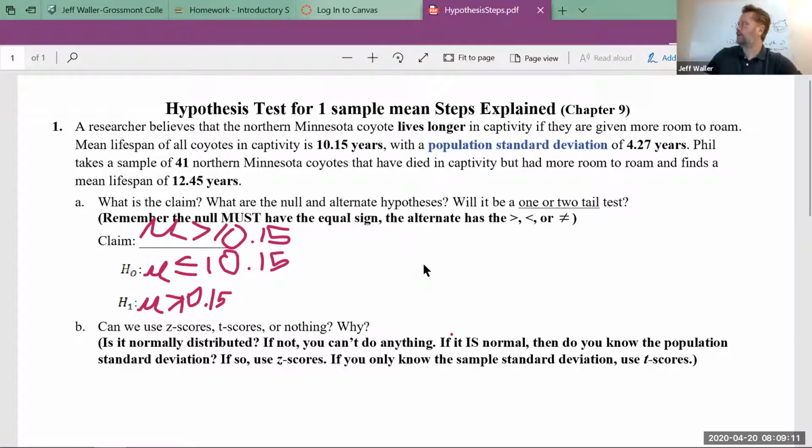All right, that's insane how long that takes me to do. Oh, well. Now let me reinforce this idea. Let me stop for a minute. Please let me know if you're having any issues with what we've written so far. It really is write the claim in English, then translate it to Mathish, mu greater than 10.15. Then you just forget about what the claim was. You say, does the thing I just wrote down have an equal sign? You put it in H0 if it does. If it doesn't, you put it in H1. And then the other one is the opposite.